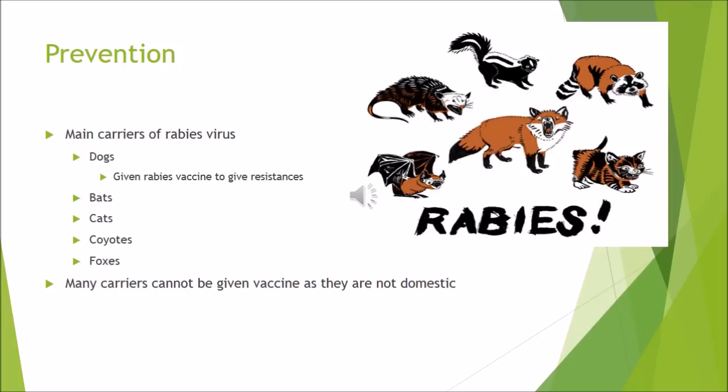While it is currently law in many states that dogs are required to receive their rabies vaccination, cats and other domestic animals are not required. And this has inhibited the prevention of the rabies virus in the United States. Many other animals, such as bats, coyotes, and foxes, are unable to receive the vaccinations because they are not domesticated animals.